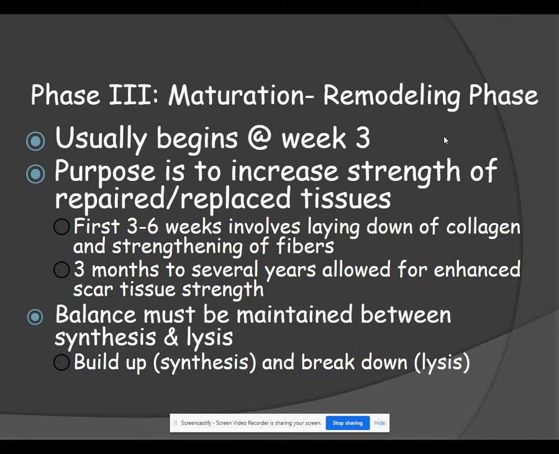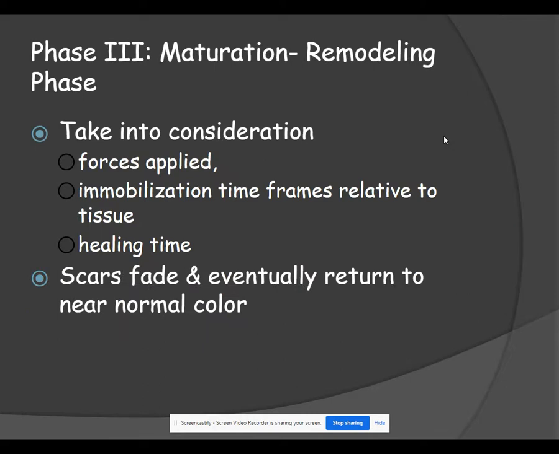And balance has to be maintained between the synthesis and lysis. So the synthesis is the build up, the strengthening of it, and the breakdown is when anytime you strengthen something in the process, sometimes it breaks down. So you have to constantly have a balance in that. You can't do all build up and no breakdown, or all breakdown and no build up, otherwise you'll go backwards into the phase. Phase 3, remodeling, taking consideration forces applied.